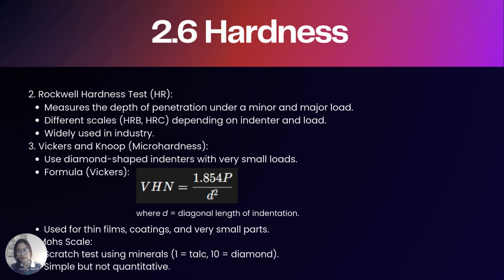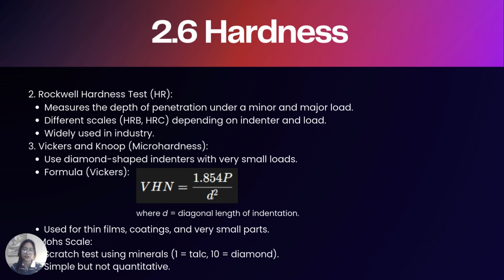Next, we have Vickers and Knoop, or microhardness. For very small or thin materials, we use the microhardness test. The Vickers hardness number, VHN, for instance, is based on the load divided by the surface area of the indentation, using a diamond-shaped indenter. The formula is as shown below.